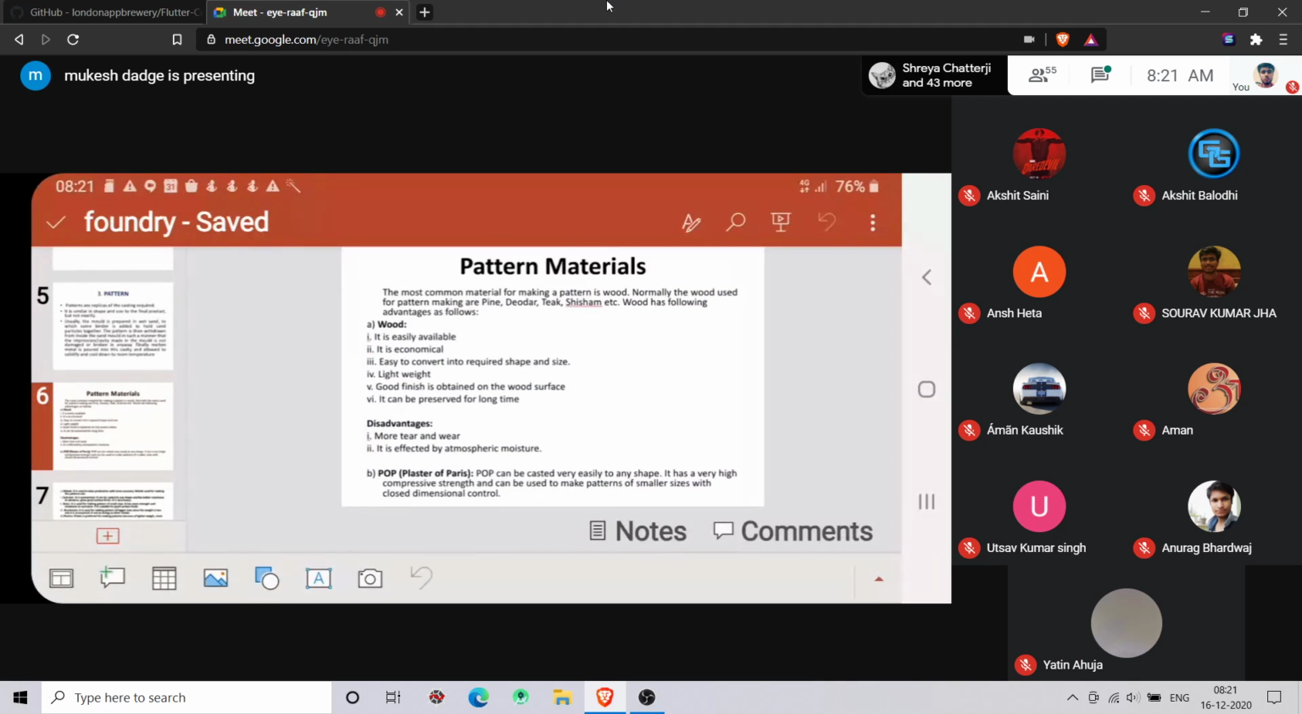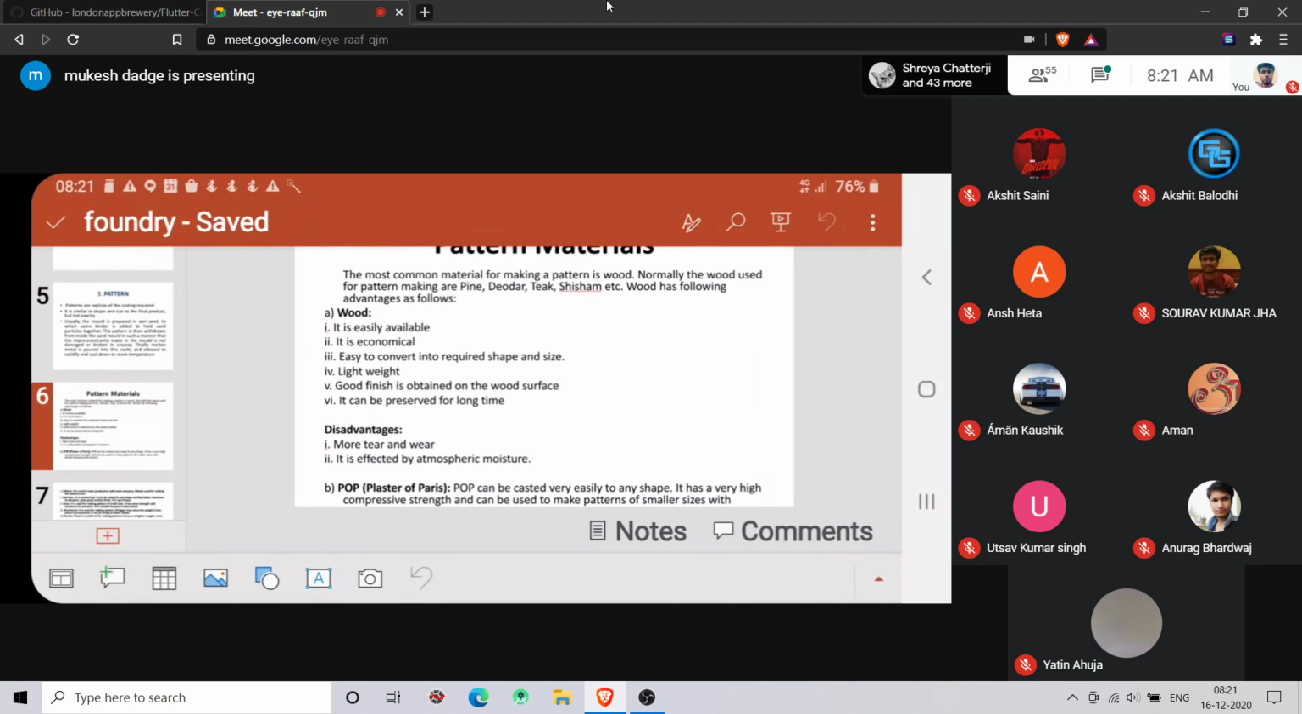So there are some advantages and disadvantages for the wood material. It is easily available, economical, and easy to convert into the required shape and size. It is easily machinable, lightweight, and a good finish is obtained on the wood surface. It can be preserved for a long time, which means you have to do coatings. Coating is also possible on wood.